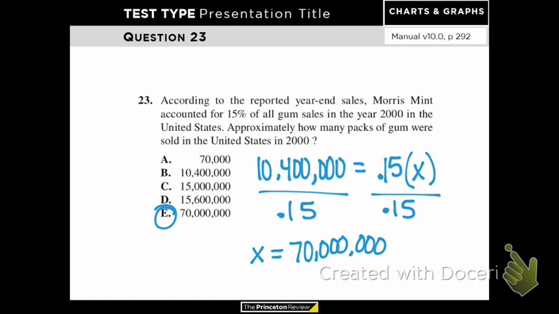All right, guys, so that's it for the notes. That finishes up the word problem section of the math part.